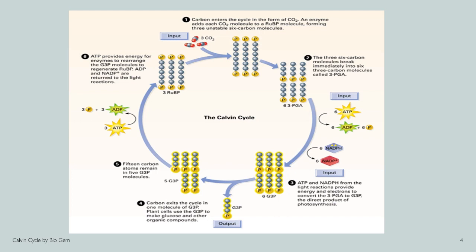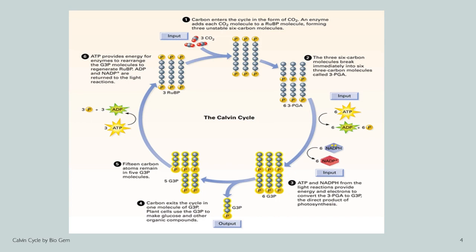Now in this process, the fourth step, you can see that carbon exits the cycle in one molecule of G3P. Plant cells use the G3P to make glucose and other organic compounds. This G3P makes a half molecule of glucose. So if you want to make a full molecule of glucose, you need 2 G3P, right? Am I right?